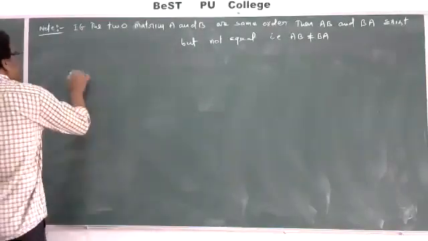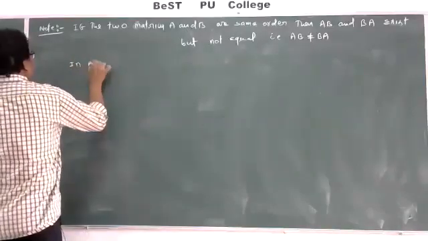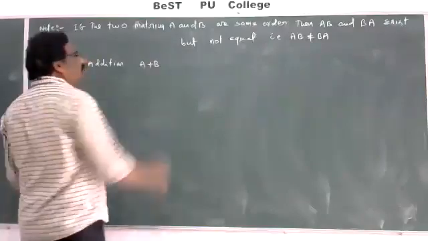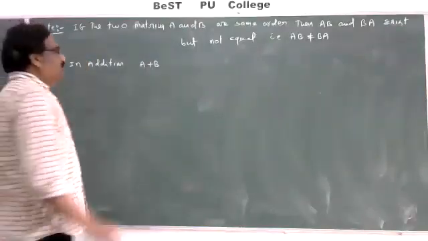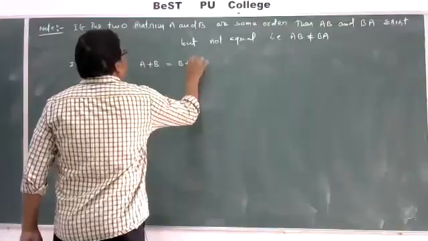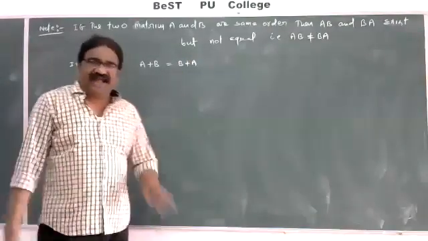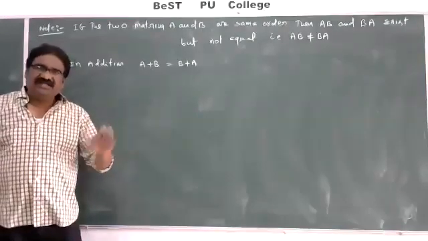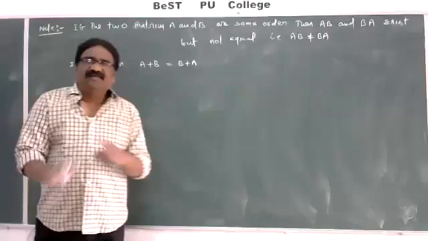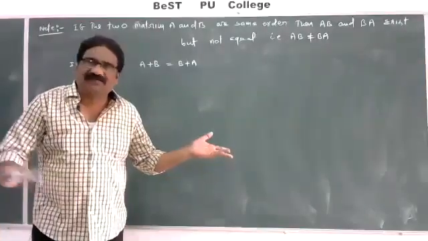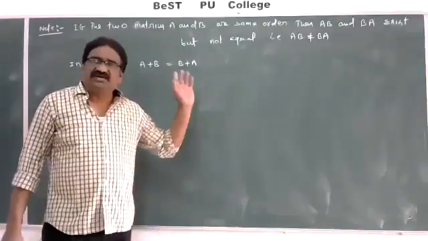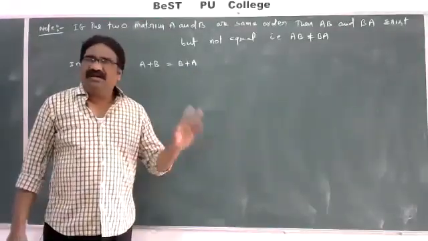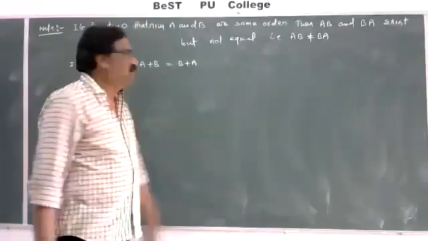Commutative property means, in addition, A plus B, where A and B are two matrices of the same order, A plus B is equal to B plus A. You get the same. You can add two matrices in the order A plus B or B plus A. That means corresponding elements are added, then you get the same. 2 plus 3 is equal to 3 plus 2, like that. So the commutative property is satisfied in addition.